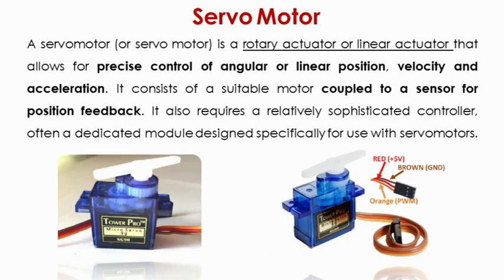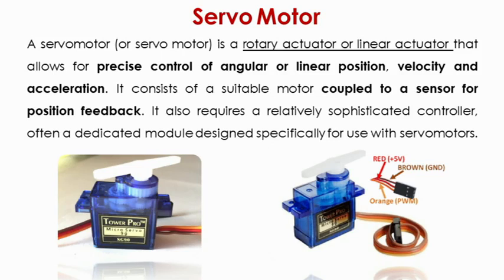Now we are also using a servo motor. A servo motor is basically a rotary actuator or a linear actuator. It allows precise control of the angular position of the motor. Angular and linear position, velocity and acceleration are all controlled precisely, and it is coupled with a sensor. Other motors don't have a sensor, but this motor has a sensor inside. This sensor gives position feedback, and the motor adjusts its position correctly.